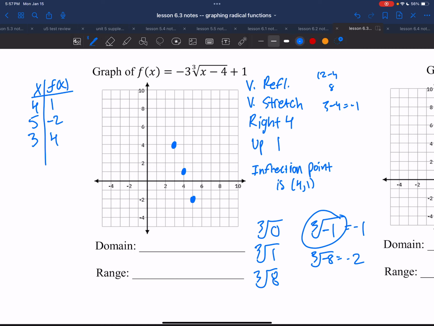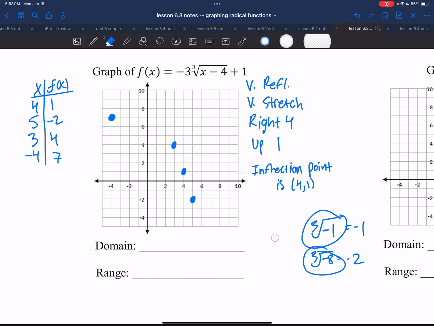Maybe, to kind of get a little bit better of an idea of what this shape looks like. Can we take the cube root of negative 8? Well, negative 4 minus 4 is negative 8. So if I make that negative 4, I get cube root of negative 8, which is negative 2. Negative 3 times negative 2 is 6, and that plus 1 is 7. So when I plug in negative 4, I get 7. So negative 4 comma 7 is right here. And that's only a little bit, but it's just enough to really see a bit more of that curvature, right?